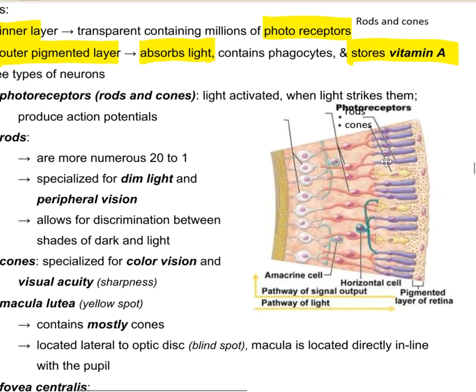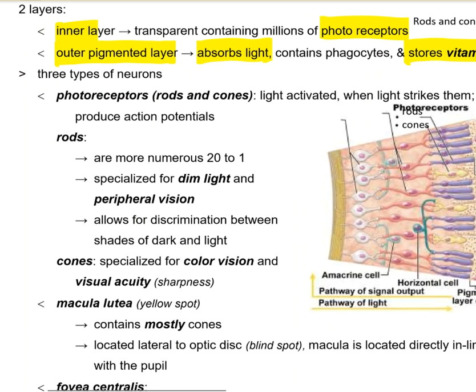So light will go past these other cells, hit the rods and cones, and then activate. Those rods and cones will change. The light will actually change something, and then we'll talk about how that happens later. And then they produce action potentials. Okay. So the rods, the longer ones there that are in purple, are much more numerous, about 20 rods for every one cone. So much more numerous.